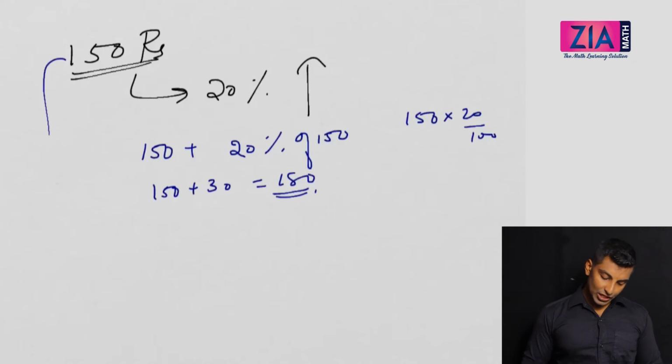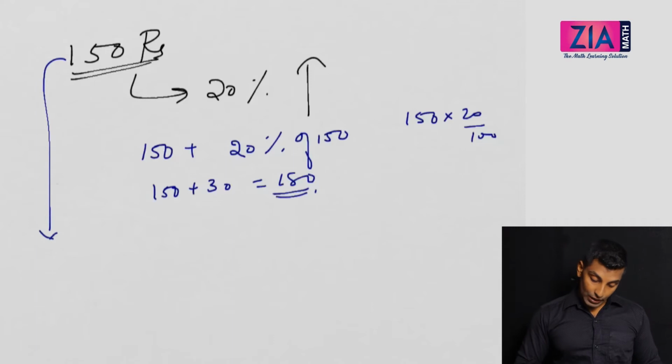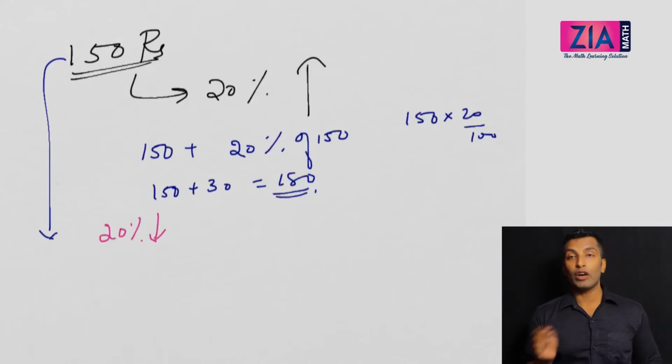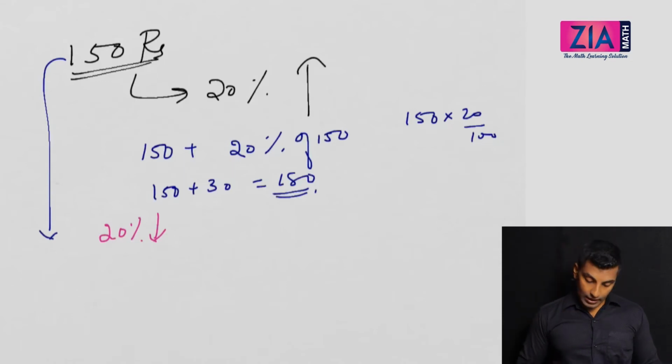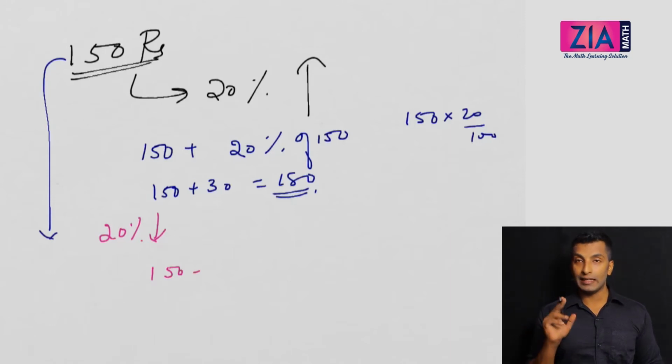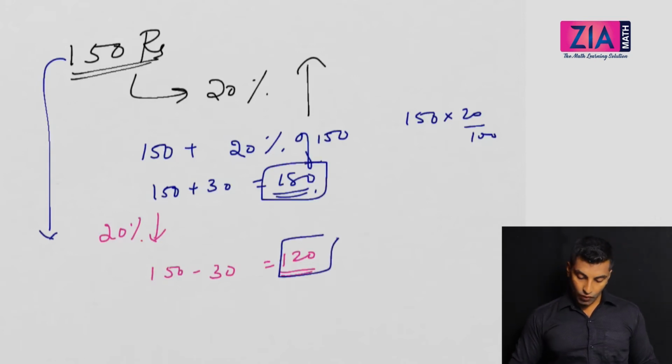Now again the same question: you bought an item for 150 rupees, you are selling it at 20% loss. Then what is the selling price? Here it is similar to the discount concept that we have learned. So 150 minus 20% of 150, that is again 30. So 150 minus 30, which is equal to 120. So if it is profit, 180; if it is loss, 120 is the selling price.